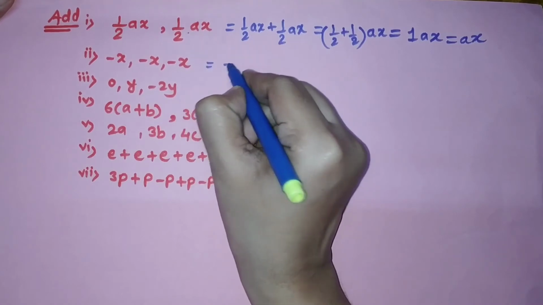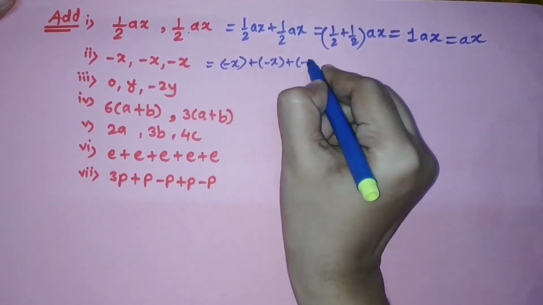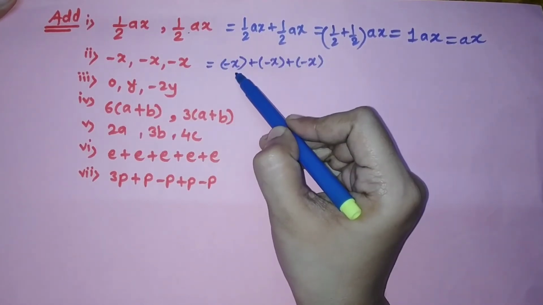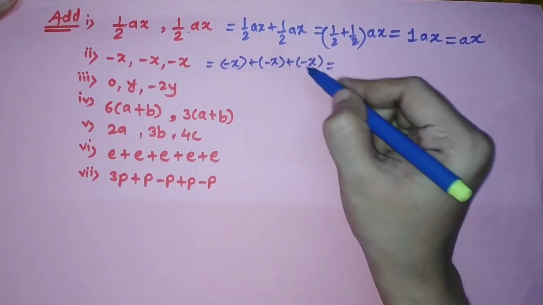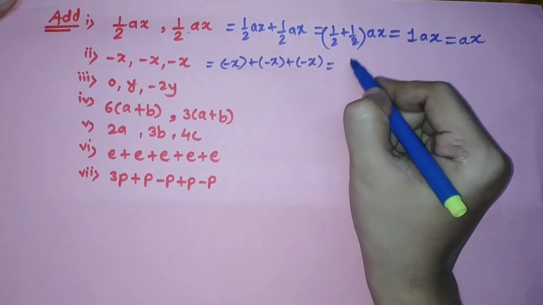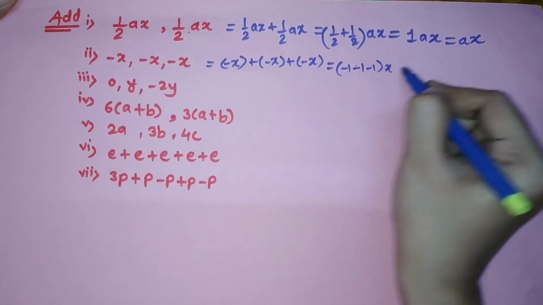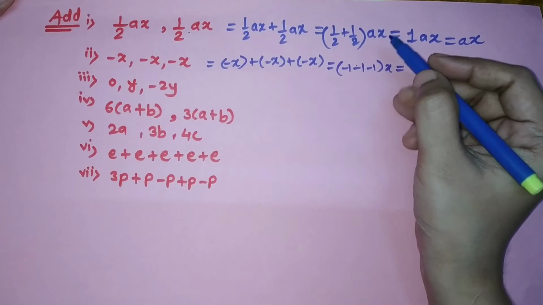Next you need to add minus x with minus x with minus x. And friends, here you can see if nothing is there, it means by default minus 1 is there here. Minus 1, minus 1, minus 1. So actually you are adding nothing but 1, 1, 1. That means minus 1 you need to add with minus 1, you need to add with minus 1. That is the final answer, minus 3x you will get.